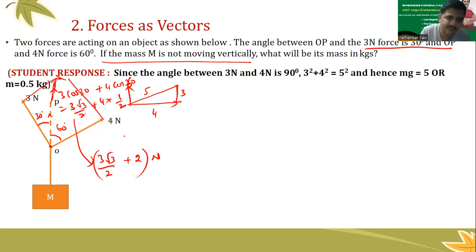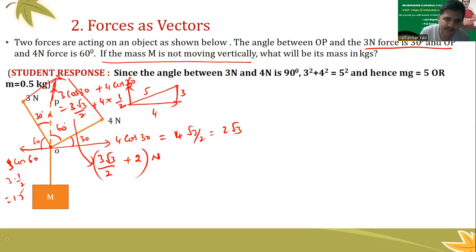Now let us look at the forces acting sideways. This angle is 30 over here, so this side force should be 4 cos 30. And this side force, where this angle is 60, should be 3 cos 60. Now let us find out this value. This should be 4 root 3 by 2, which is 2 root 3. And this should be 3 into half, which is equal to 1.5.